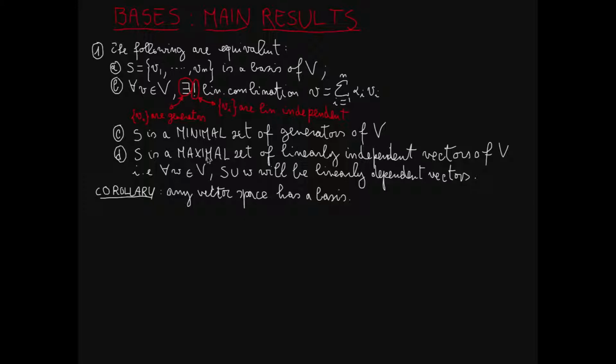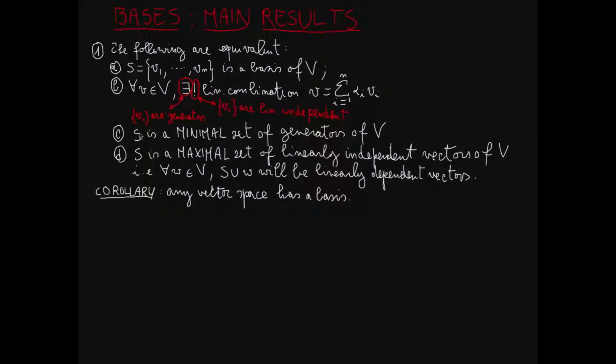I can start from the top, meaning generators, and remove vectors from the set, or I can start from the bottom, keep adding linearly independent vectors. These are the two techniques to obtain a basis in a finite dimensional vector space.